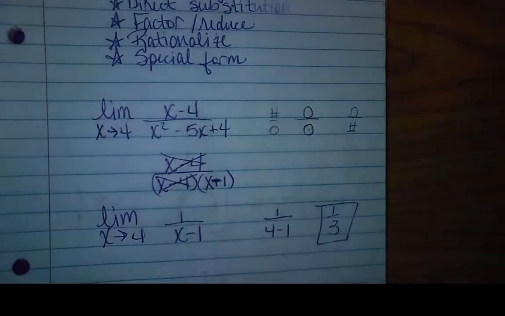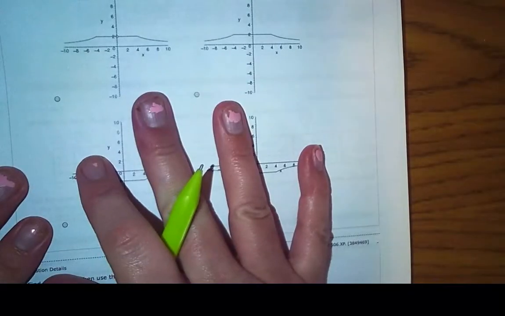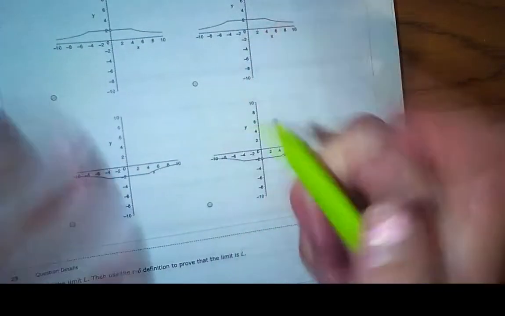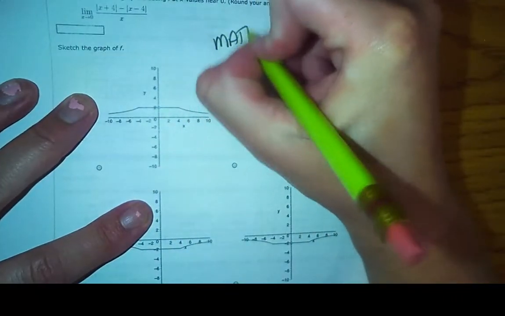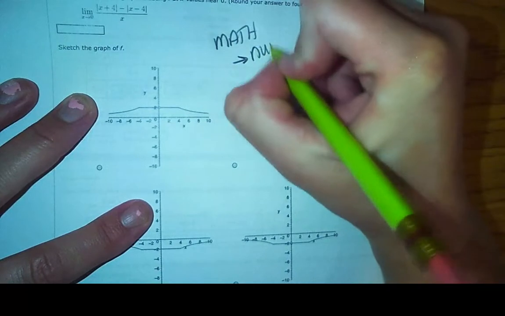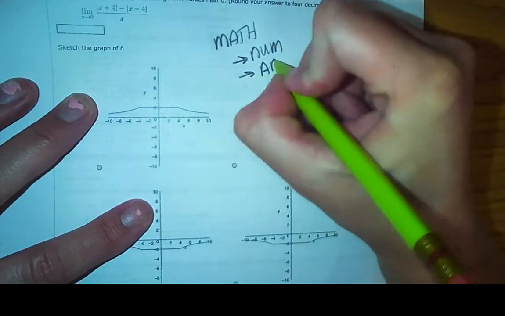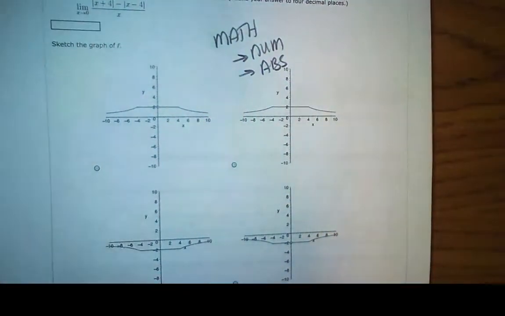20 I'll do on the next video. I'm trying to get this all in one video. 21 I'll do in the next video. 22, you can actually do 22 because it's going to be one of those 4 questions and then you'll take the limit. It's one of these 4 graphs. If you need to graph absolute value, hit math, scroll over to num, and option number 1 is ABS, and that's absolute value.